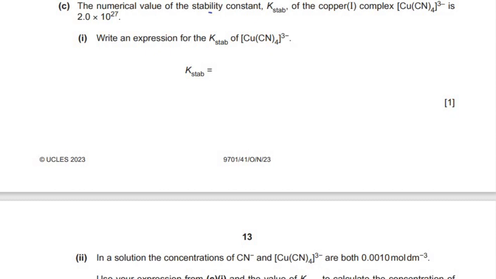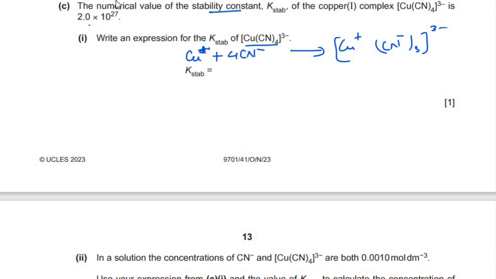The numerical value for the stability constant of the copper(I) complex is 2 × 10^27. Write an expression for K stability of [Cu(CN)4]3-, it is 3 minus. So now understand, copper has a charge of +1 and CN has a charge of -1, and it forms the complex. So if this is the complex, then if you write an equation for it, it is going to form from copper ion +1 plus 4 CN- ligands. So this is how you can write it.